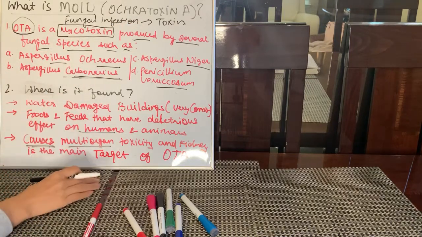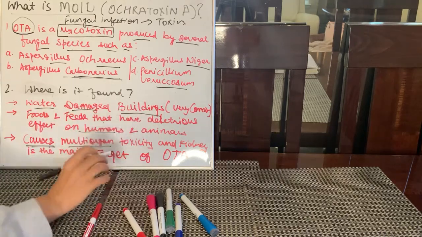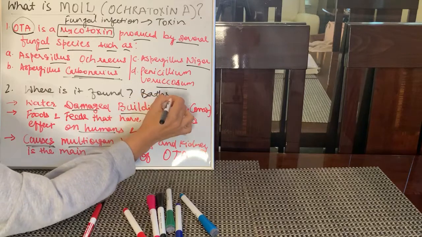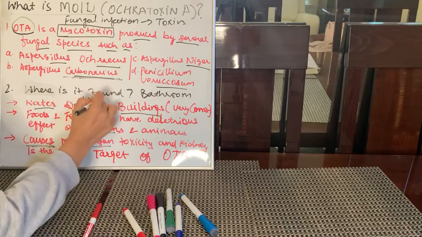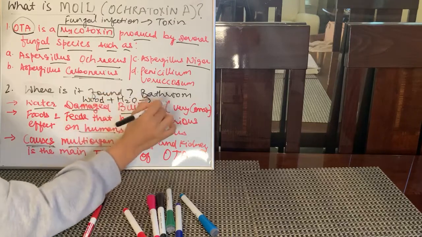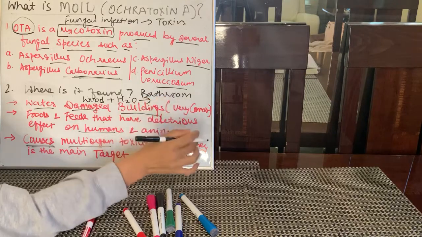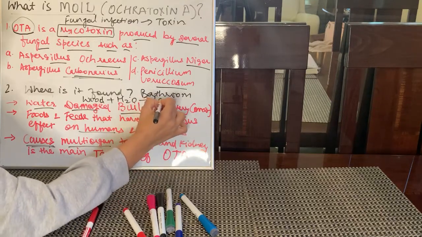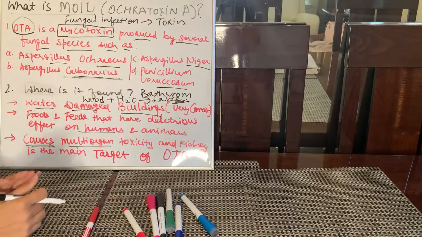So where is mold found? It is commonly found in water damaged buildings. So it can be your bathroom, it can be your gym sports locker, because wherever there is wood, guys, plus water, it leads to mold infection, particularly in the houses that are made by the lake. So the wooden houses that are made by the lake catch mold very easily, very fast.